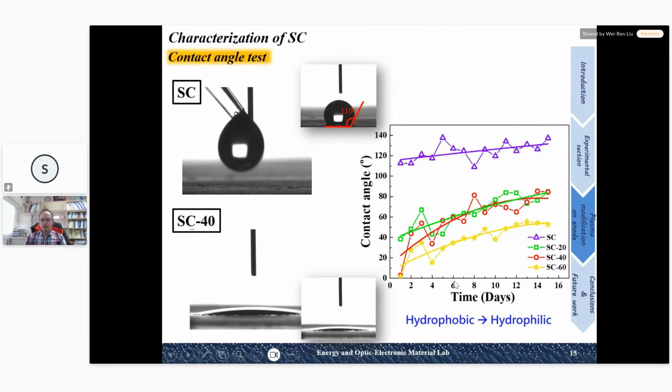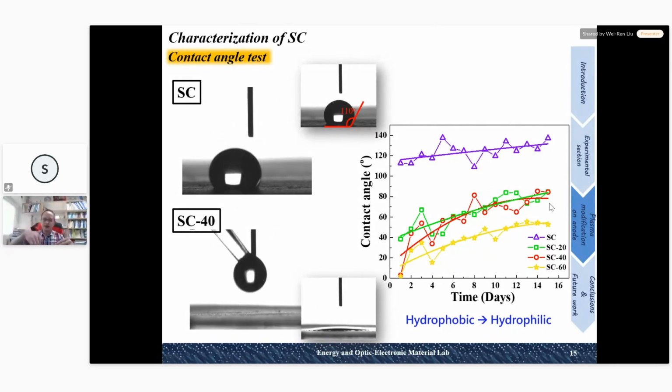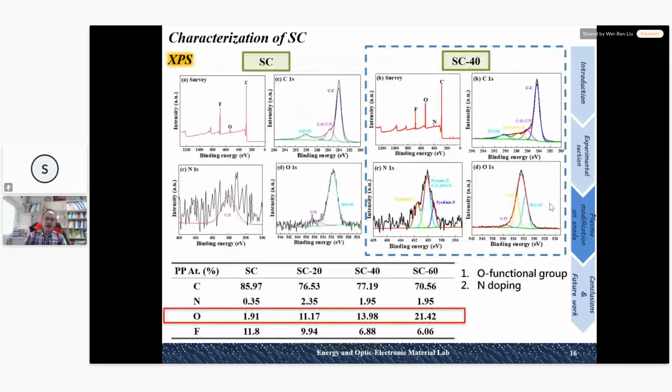We can see that by using the plasma surface modification, the surface goes from hydrophobic to hydrophilic, and it can be extended to 2 weeks and maintain about a 60-degree contact angle. So it's good for the liquid electrolyte wetting in the carbon electrode. We also use XPS to see the nitrogen and oxygen bonding information before and after the plasma treatment.